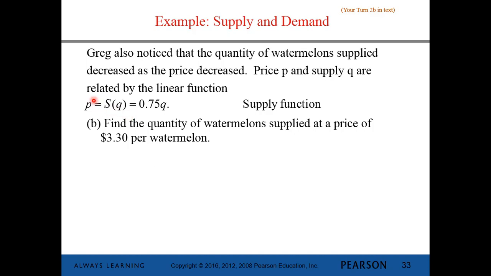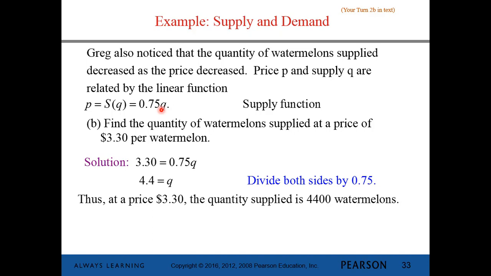Well, again, we're going to substitute in $3.30 here, set them equal, and solve for Q, which is the quantity, but in this case it's the supply quantity. So what does this mean? At $3.30, the supply is going to be 4,400 watermelons. That means that at a price of $3.30, the quantity that the company will supply is going to be 4,400 watermelons. Well, what's going on here?